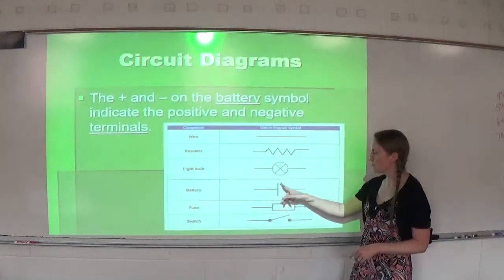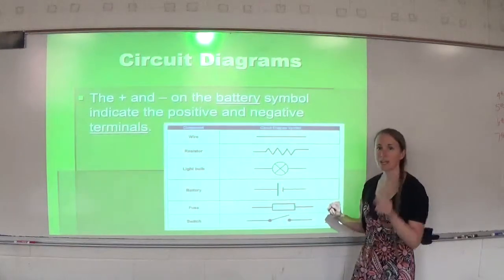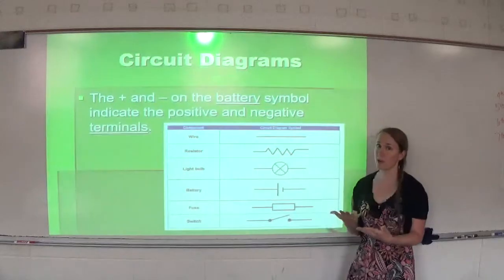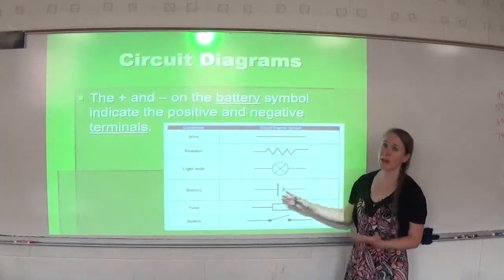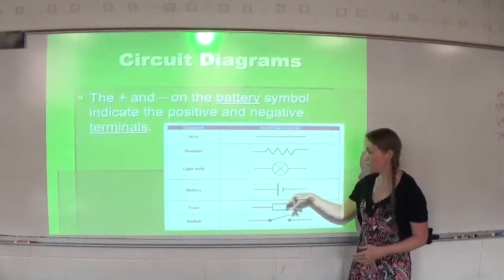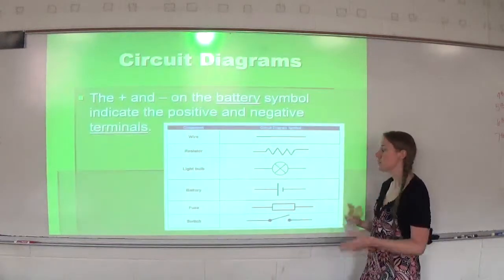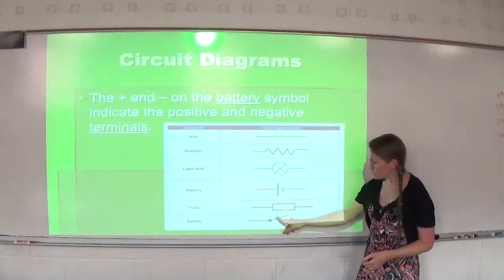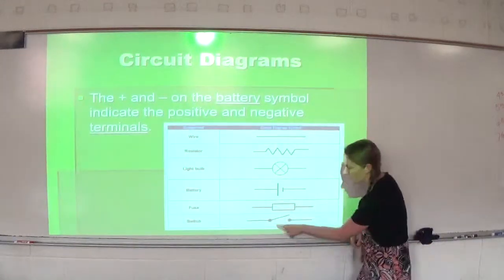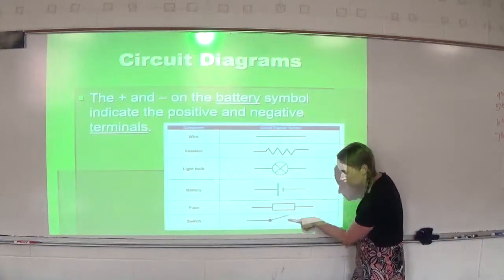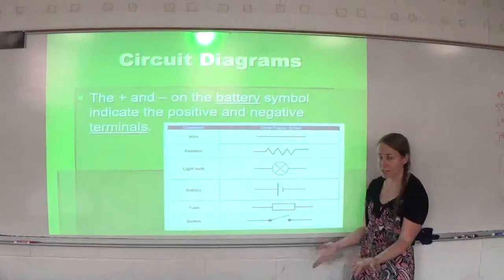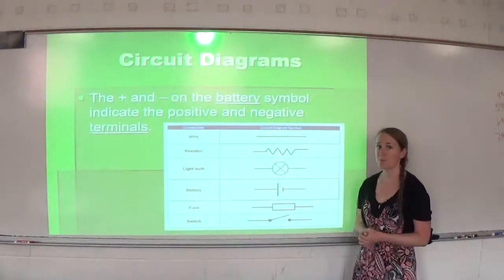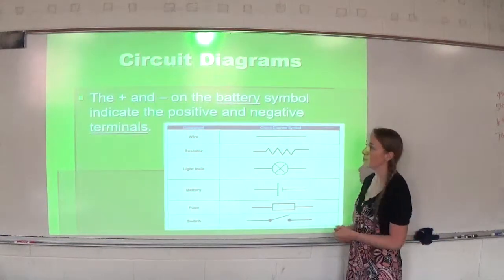Your battery is represented by a larger line and a smaller line. The important thing to remember is this is not a break in the wire. This is where your battery is. If you see this, I don't want you to think that means it's an open circuit. A fuse is just represented by a rectangle, and a switch is represented as two dots with your line. Again, if your line connects the two dots, it's closed and your devices will work. If the line does not connect to the other dot, then it's open, and whatever devices you have will be off.